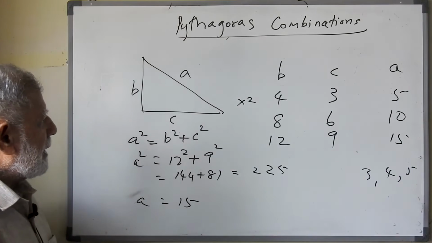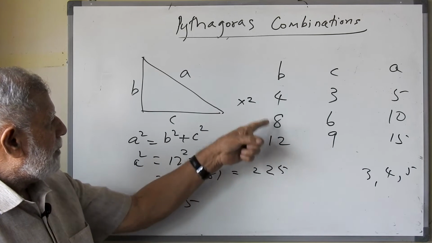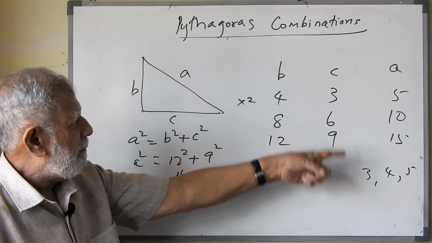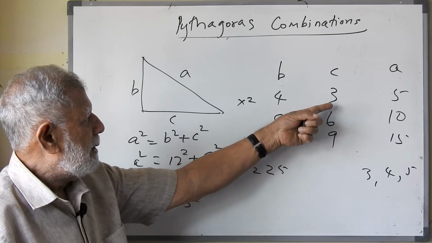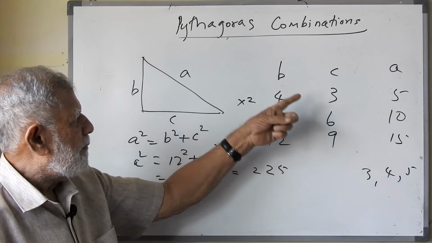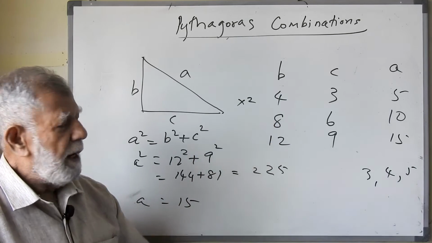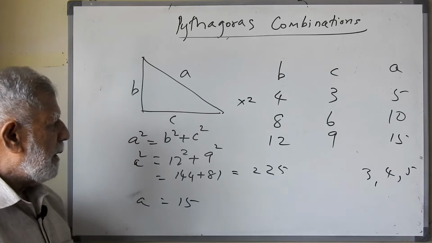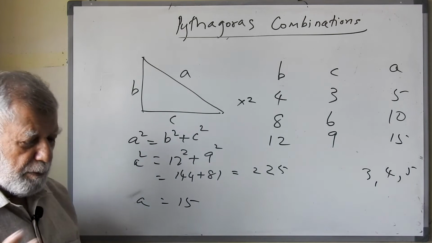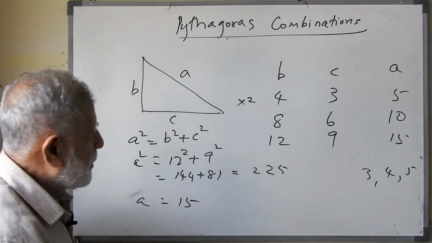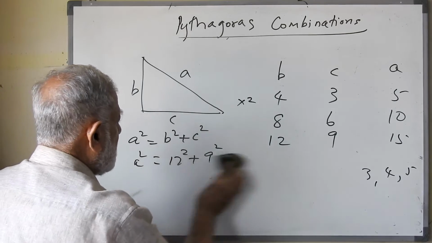So we see that we can get another Pythagoras combination by multiplying by 3. 3 fours are 12, 3 threes are 9, 3 fives are 15, from the basic 3, 4, 5 numbers. So we can multiply by any number, 2 or 3 or 4 or 5. Like that we can get thousands of Pythagoras combinations by just multiplying by different numbers. This is very important because for the O level and other exams you get these numbers mostly.